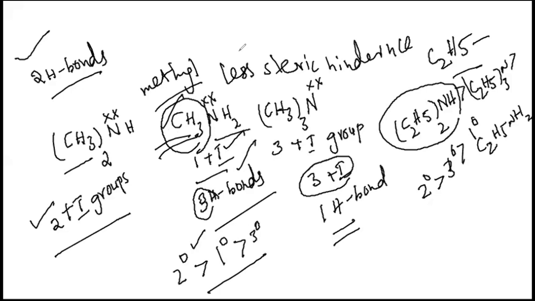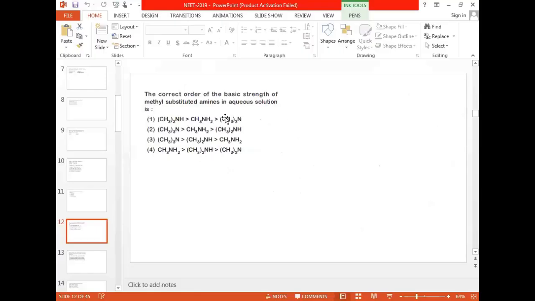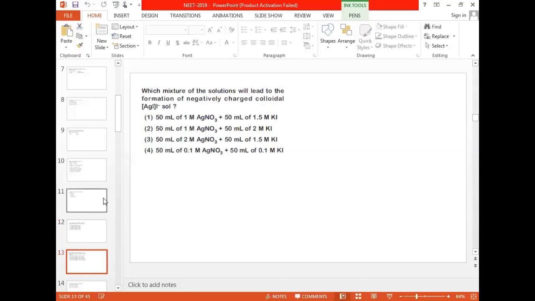Let us see where this option is available. We can see it in the first option, that is secondary amine greater than primary amine greater than tertiary amine. Is it clear? Any doubts regarding this? Right. Now, the next one is what?